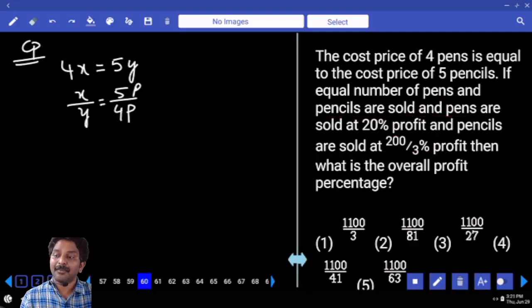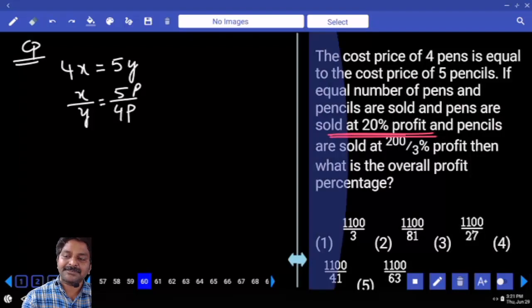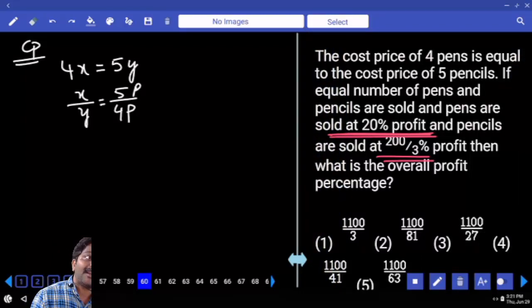But the problem I face is to calculate the profit percentage. On pen, how much profit are we expecting? On pencil, 200/3, that means your initial number of pencils must be a multiple of 3. Right? Hence I will take 3 pens and then 3 pencils. Is that okay? Cost price, 3 pens, 3 pencils.